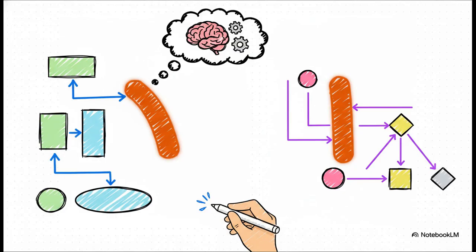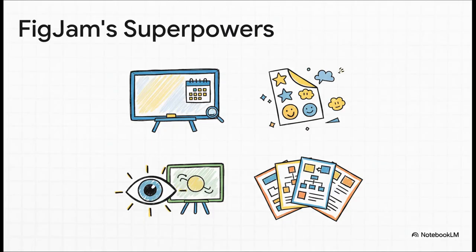Okay, for all my visual thinkers out there, you are going to love this. FigJam's connectors are just so smart. You've got these elbow connectors that neatly snap into place for flowcharts and mind maps, and then straight ones for direct links. And the best part, they stay attached to your shapes even when you move them around, so your diagrams never, ever break.